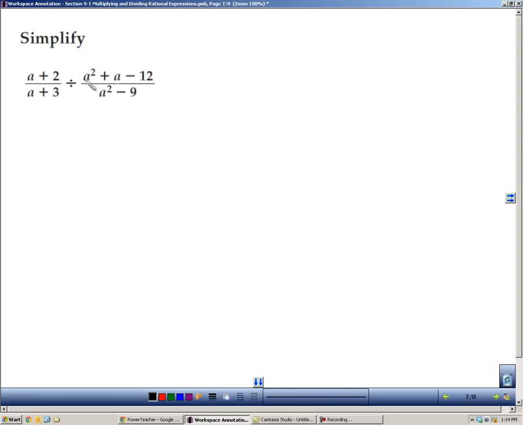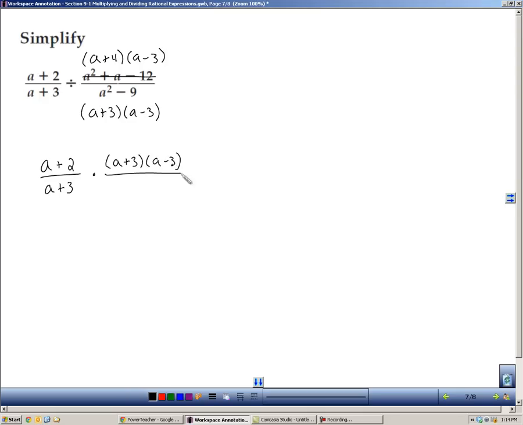Here's another division problem with factoring that needs to be done. So I'm going to factor here a plus 4 and a minus 3 is how that trinomial factors. And then down here is a difference of squares, a plus 3, a minus 3. Now I need to rewrite the problem because currently it's division and I would like to make it multiplication. So I'm going to multiply by the reciprocal by putting the a plus 3, a minus 3 on top, and then moving the a plus 4, a minus 3 to the bottom. Now I can cancel factors, a minus 3's, a plus 3, so I'm left with a plus 2 over a plus 4.